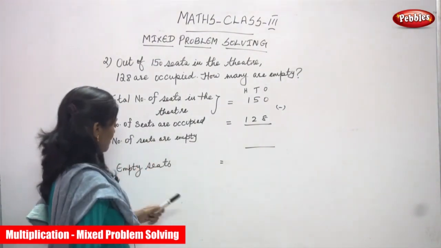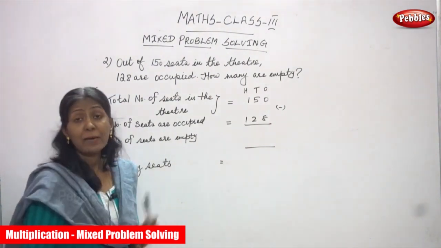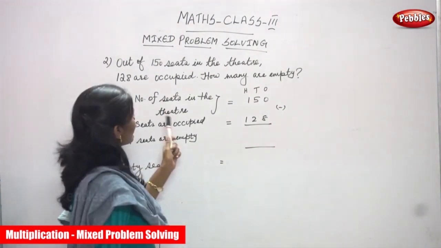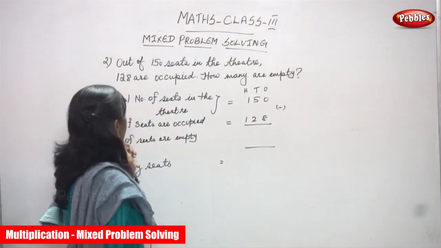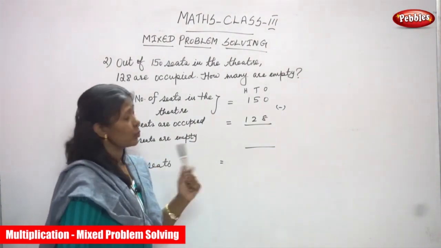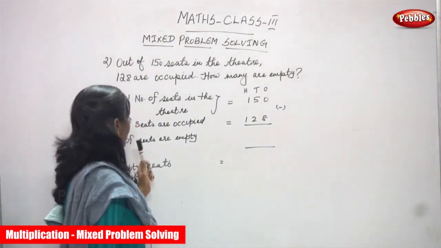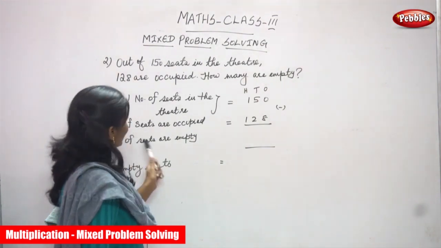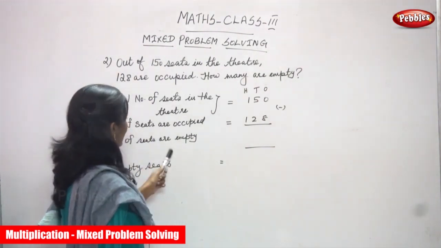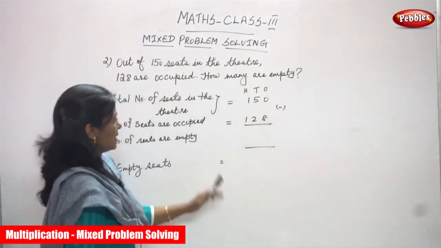Number of seats empty. So you have to find out the empty seats. First, the total number of seats in the theatre is 150. Number of seats occupied is 128. Now we are going to find how many seats are empty. That is the question. Number of seats empty is called the empty seats.